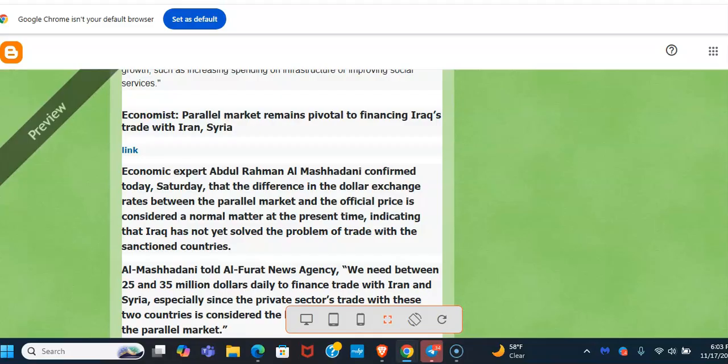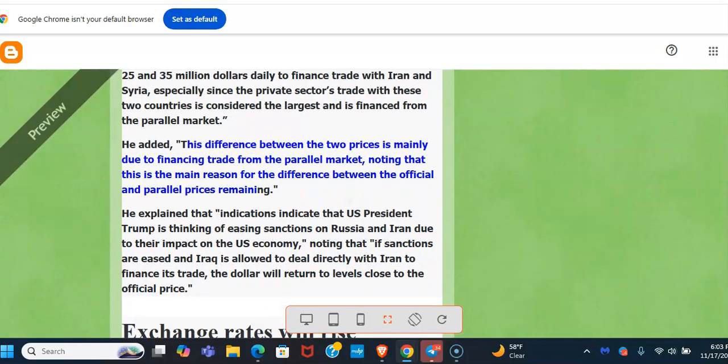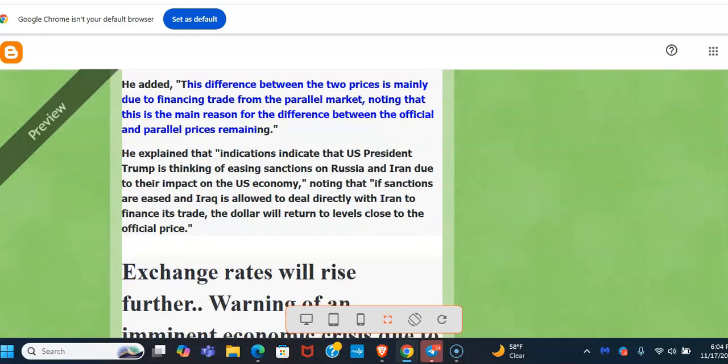Economist Mashadani, I'm just going to say his last name, right? Parallel market remains pivotal to financing Iraq's trade with Iran and Syria. So here again, a lot of the merchants and economists have been saying we could help decrease the parallel dollar market if we would specifically have a platform for trading with Russia, Syria, Iran, right? And they still haven't done it. And some of them have gotten really detailed in their explanations of why it would be a benefit, but it still hasn't happened yet.